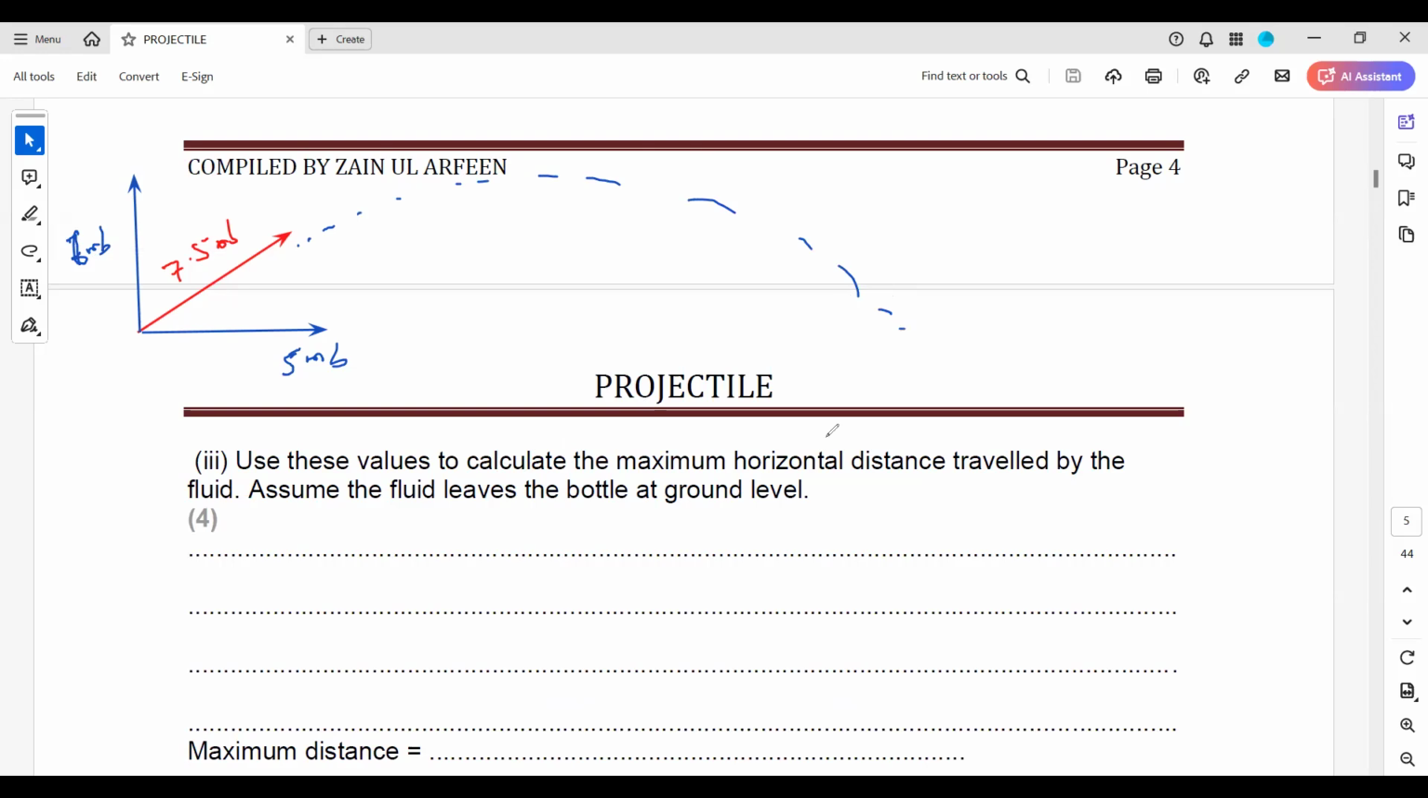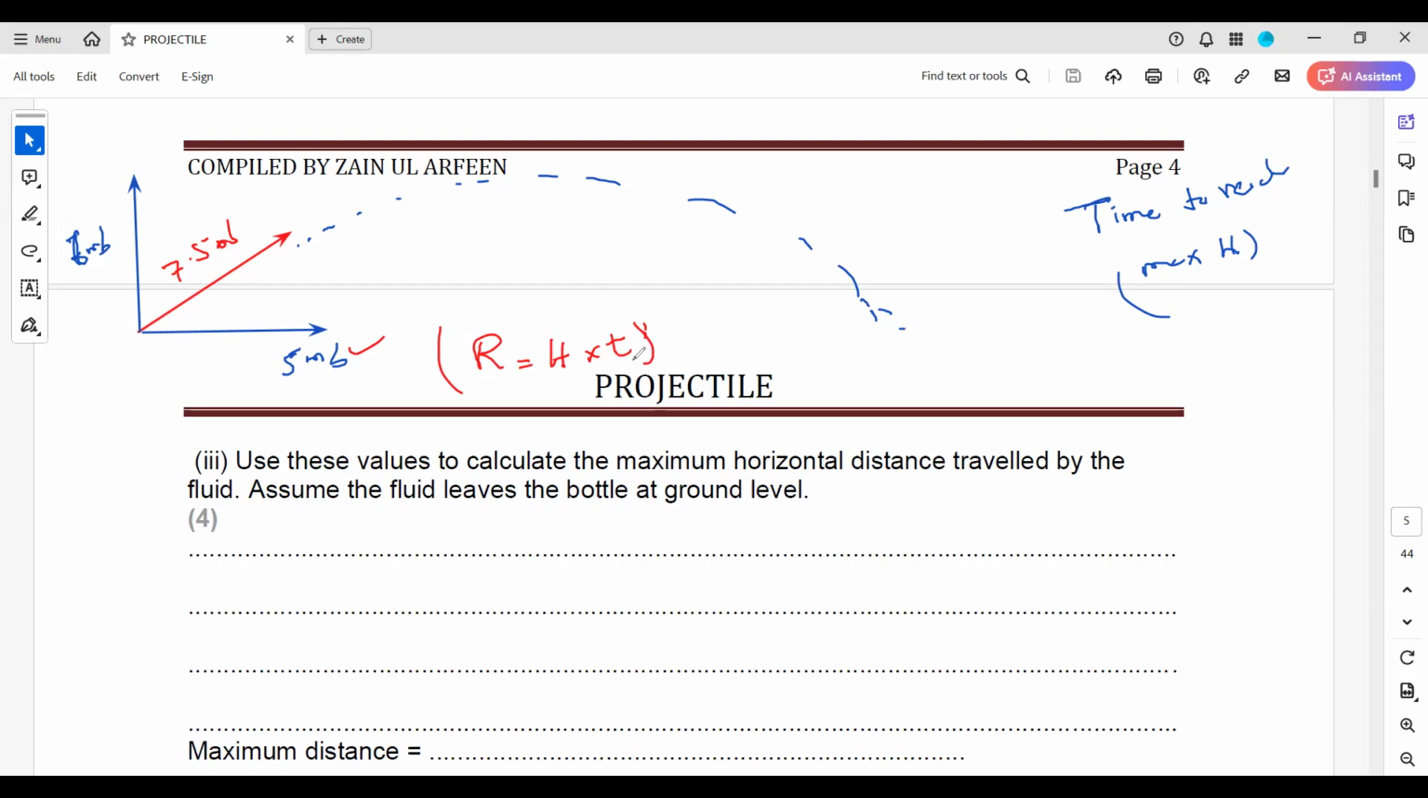I'll give you an idea: whenever you're solving a question related to a projectile, even if they don't ask, always find the time to reach the maximum height. Always. Even if it's not part of the question, you should try to find that. Because the range is the horizontal speed multiplied by time. We have the horizontal speed, but we don't know the time. So first we work out the time to reach the maximum height.